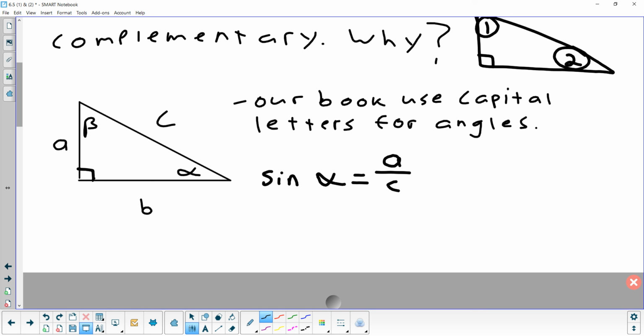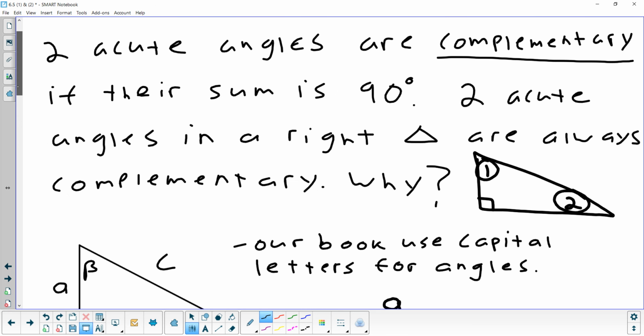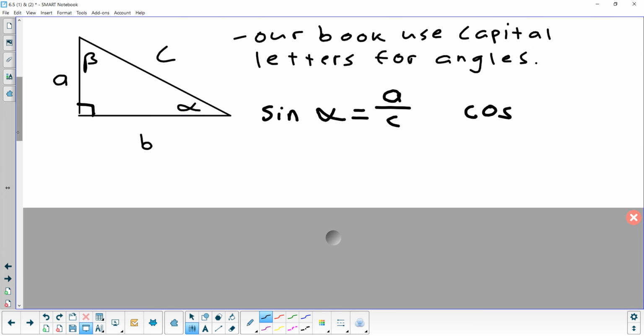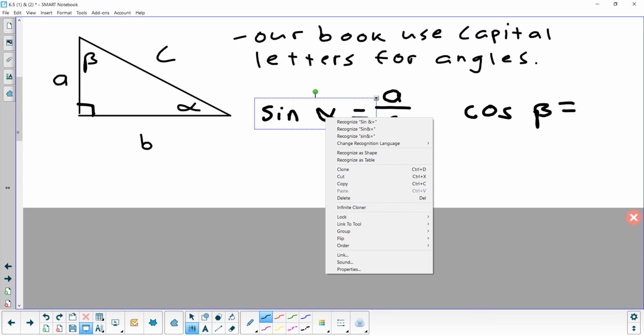Now, I want to do a different problem, but I'm going to make it up based on the one I just did. Instead of sine, I'm going to put the word co in front of it. So now that becomes cosine. And instead of alpha, I'm going to use the angle that's complementary to alpha. Remember, we just said angles 1 and 2 are always complementary. So the complement to alpha is beta. That's a very special problem I just made up. I put the word co in front of sine, and now I'm using the complement of this angle, which is beta.